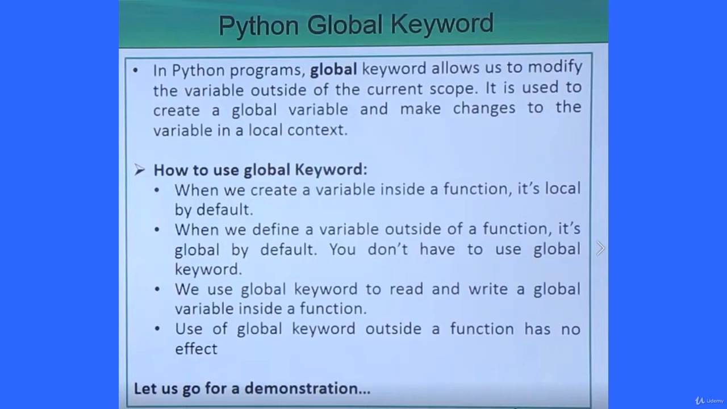So whenever we define a variable outside of the function, by default it has the global scope. Whenever we define a variable within the function, it has the local scope. But the third point is very interesting: we use the global keyword to read and write a global variable inside or from the function itself. So for a better idea, let us go for one practical demonstration to show you how this global keyword plays a magic in our scope definition of a variable.